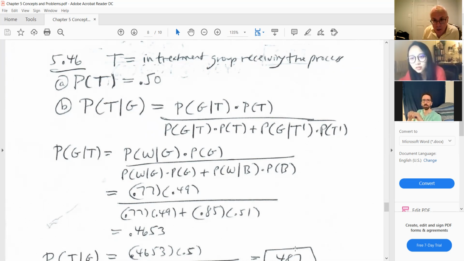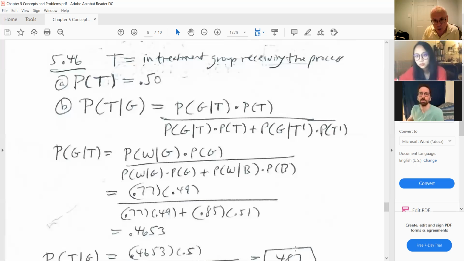No? You're not clear on that? If you have two groups, and you randomly assign somebody to one of the two groups, it's a 50-50 chance of being assigned. Oh, so that is the prior probability. Yes, prior probability. Stephen, do you agree with that? Yes.